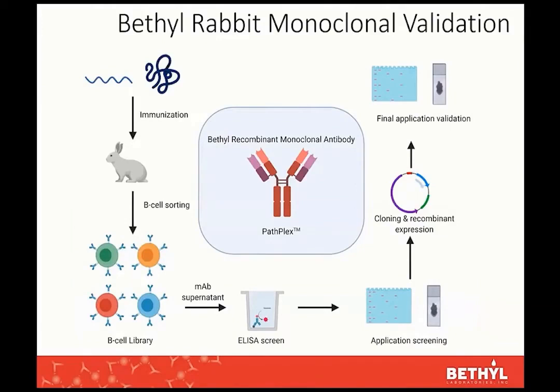So we apply this validation strategy to our recombinant monoclonal antibody line. We call this line our Pathoplex line of antibodies, and we can apply each type of application screening. We can apply it early, and then we can confirm that validation so that we ensure that the antibodies that are coming out of our methodology and our platform are on target and recognize and function in the application the way that you expect them to.